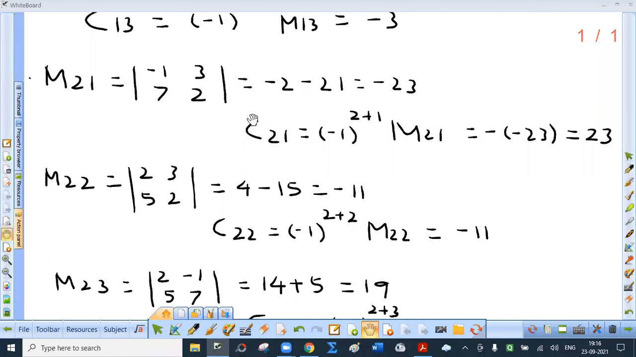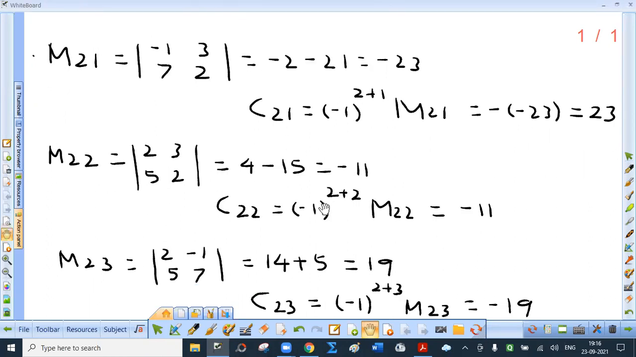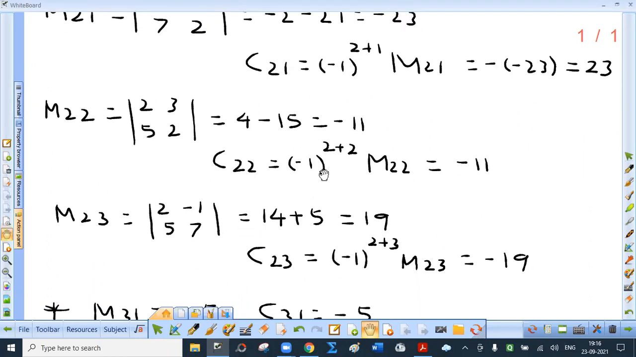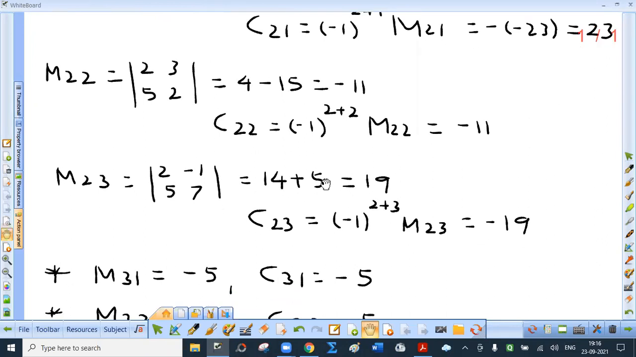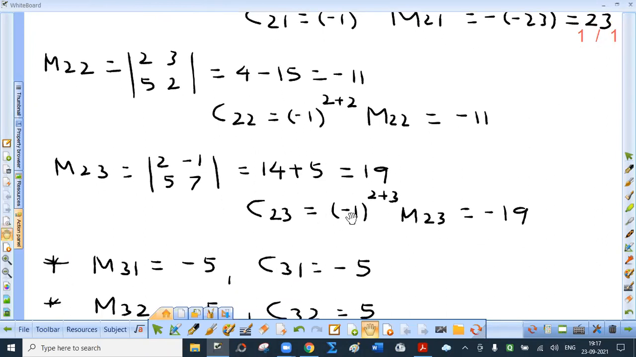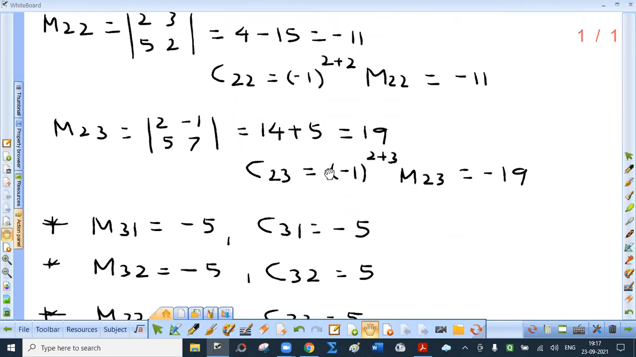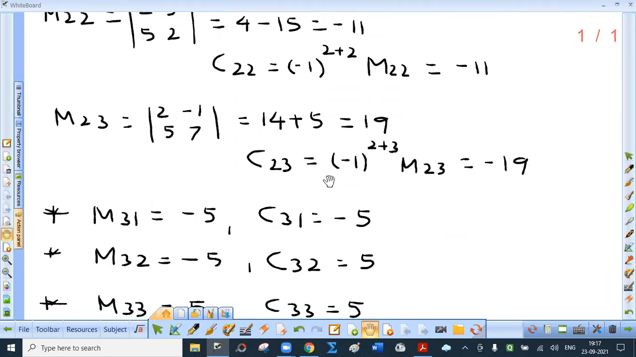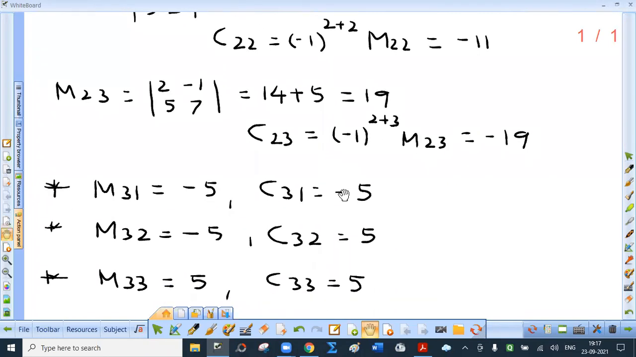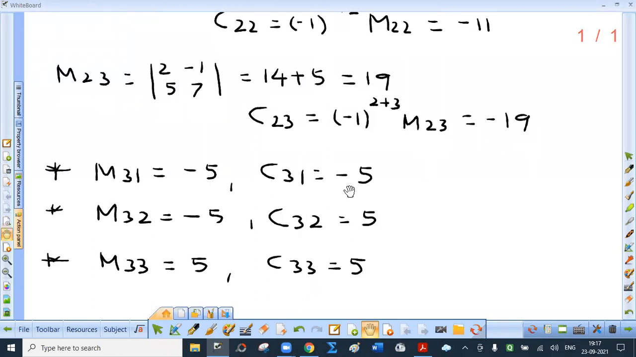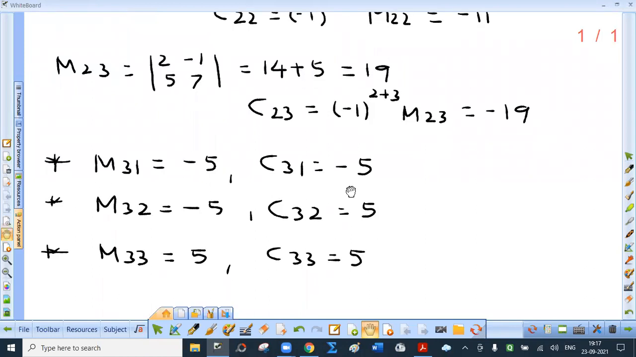M21 is minus 23, C21 is 23. M22 is minus 11, C22 is the same, minus 11. M23 is 19, C23 is minus 19, obviously because it is multiplied by minus 1 raised to an odd number, which is minus 1. What is M31? Minus 5, C31 the same. M32 is minus 5, C32 is plus 5. M33 is 5, C33 is 5.